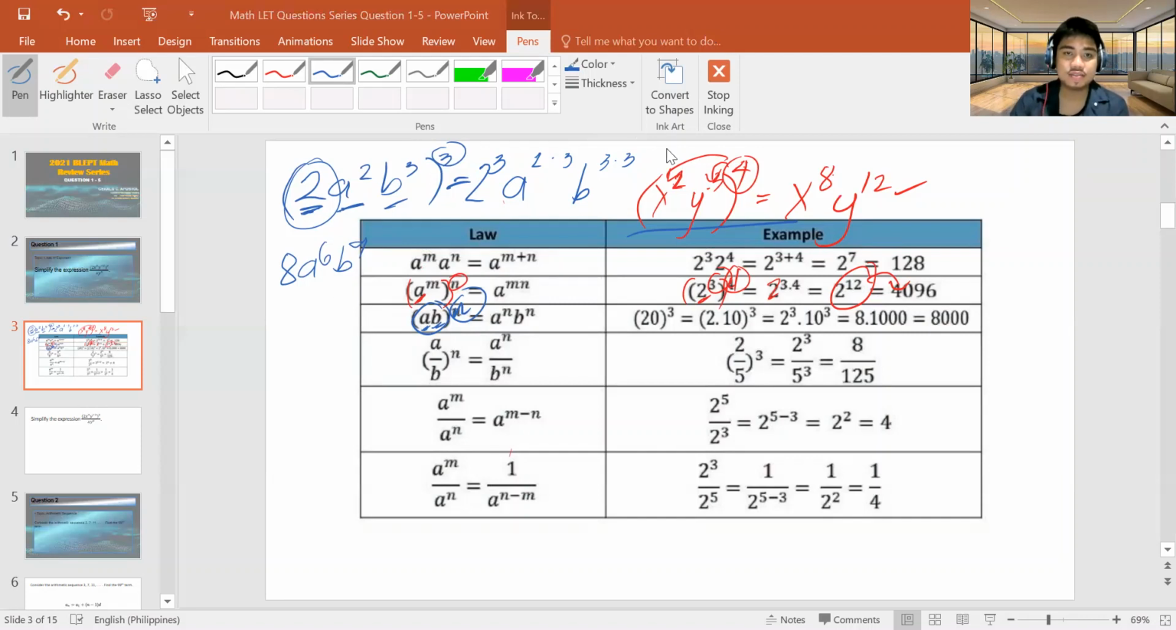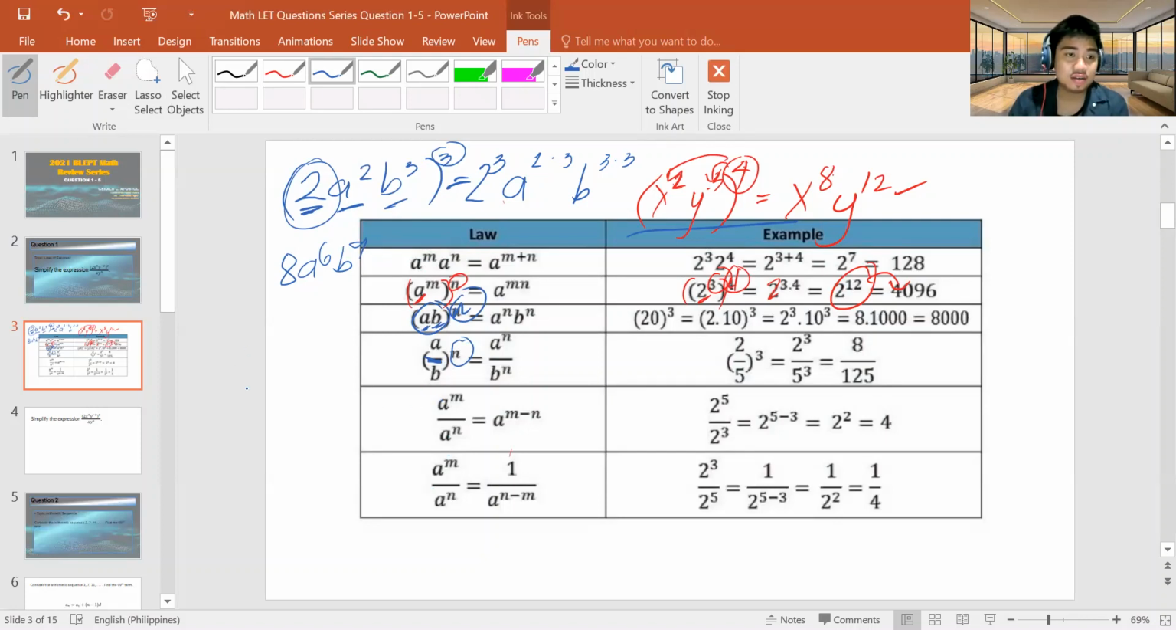Right? Next, we have here the quotient rule. Sorry. Power of a quotient. So, same lang din, same rule dun sa kanina. Kapag you have division operation sa loob ng parenthesis, you're just going to distribute the exponent. So, same lang din. And we have here the quotient rule.